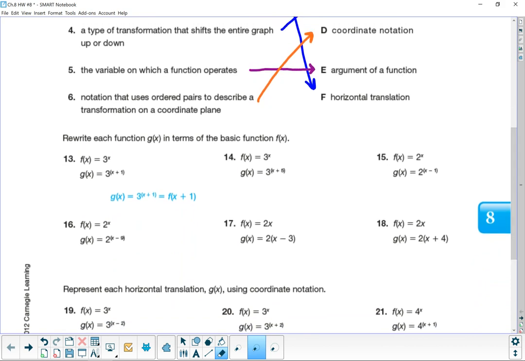Rewrite each function in terms of the basic function, which is f of x. All right, so let's see. Number 13 is done for you. We're just doing a horizontal translation. See how the x plus 3 is part of the f of x? Instead of x, it's going to be x plus 3. So this one is g of x equals 3 to the x plus 5, which is going to be the same as f of x, but instead of x, it's going to be x plus 5. Just like that.